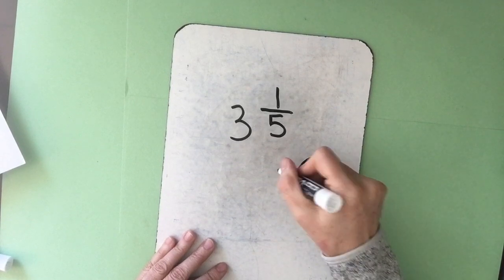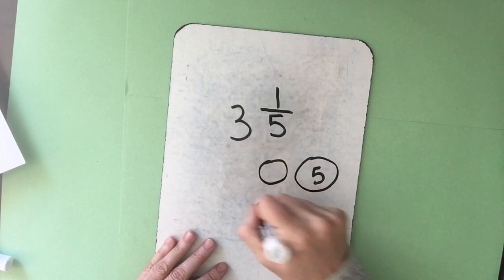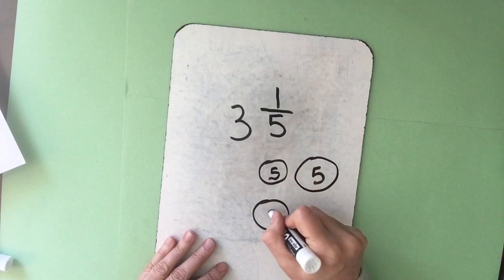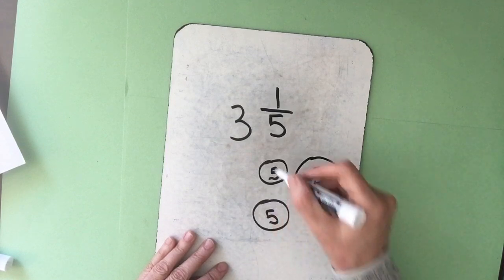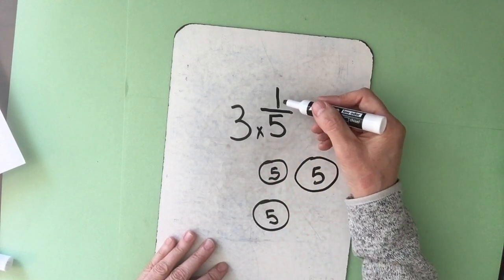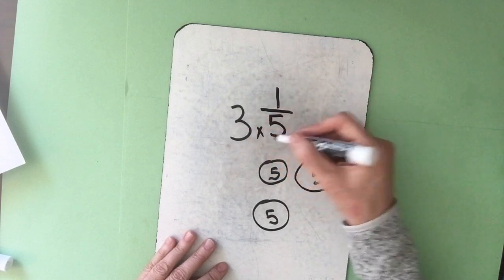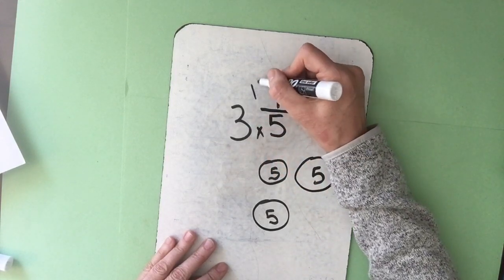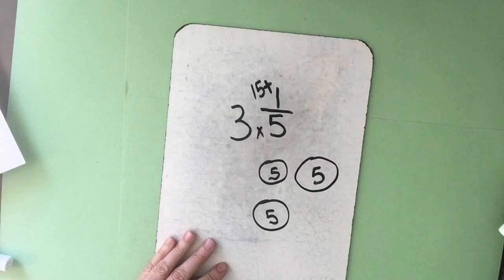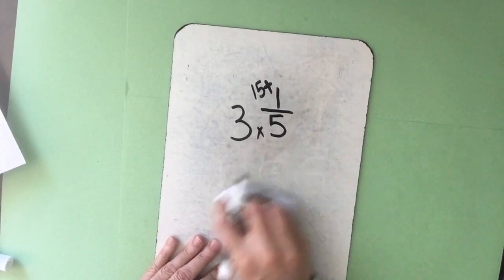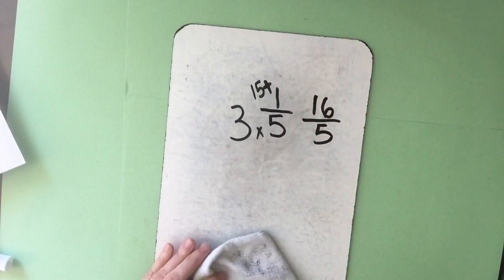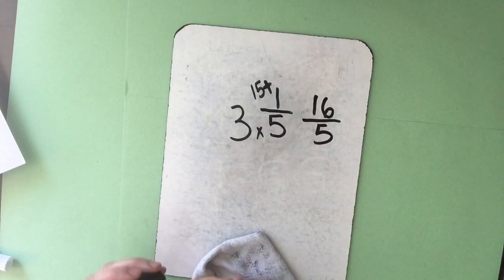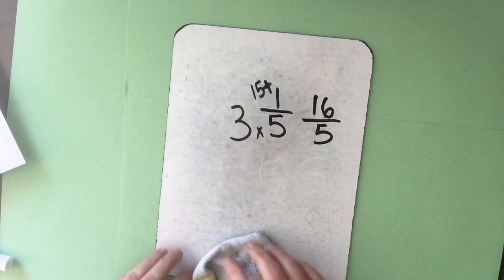And if I had 3 of these, and they're not the right size, but if I had 3 of these, I would have 5/5, 10/5, 15/5, or 5 times 3. I already have 1/5, so I'm going to say 3 times 5 is 15, and I'm going to add it to my 1/5, and my answer for this mixed number is 16/5. Okay, so that is a little review on changing mixed numbers back and forth from improper fractions.